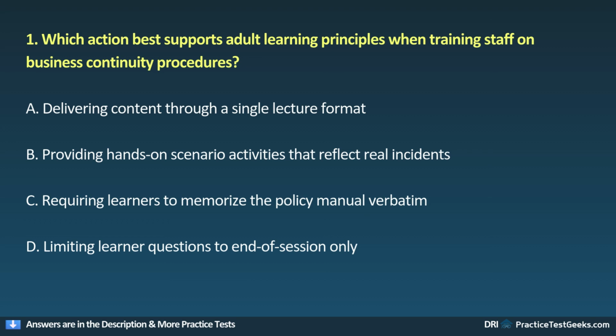1. Which action best supports adult learning principles when training staff on business continuity procedures? A. Delivering content through a single lecture format. B. Providing hands-on scenario activities that reflect real incidents. C. Requiring learners to memorize the policy manual verbatim. D. Limiting learner questions to end of session only.